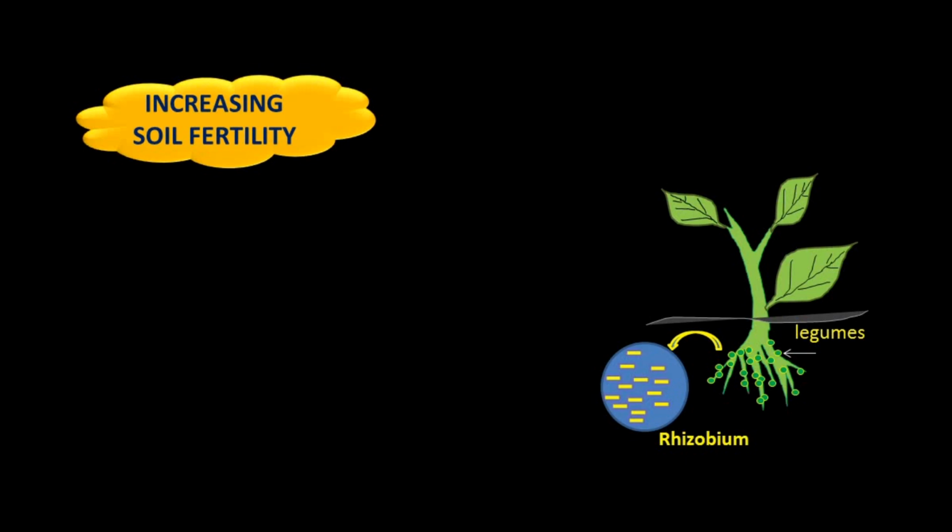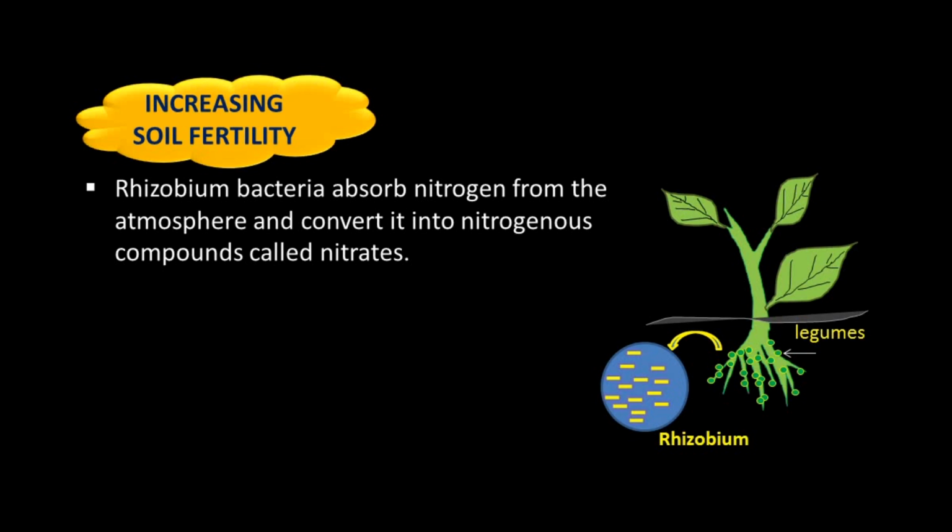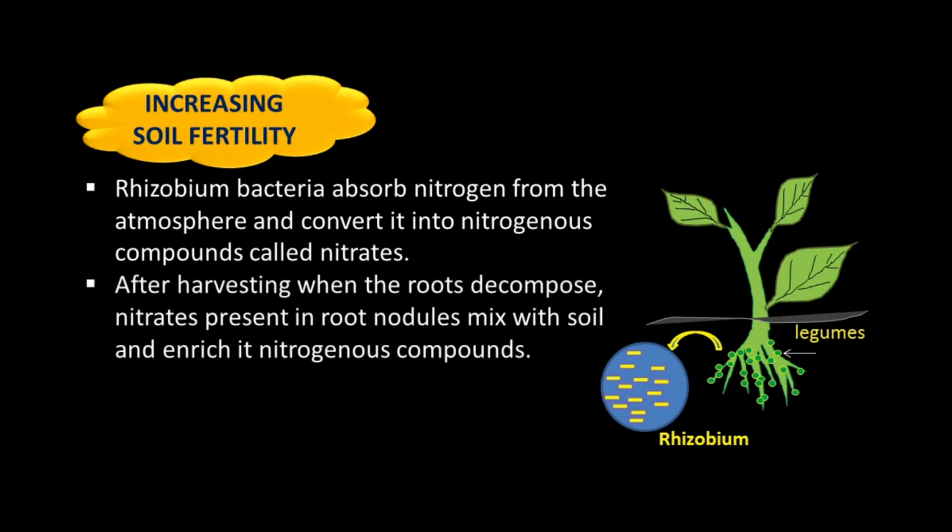They fix nitrogen from the atmosphere into nitrates, and the plant takes this nitrogen through the roots for the production of food. Rhizobium bacteria absorb nitrogen from the atmosphere and convert it into nitrogenous compounds called nitrates. After harvesting, when the roots decompose, nitrates present in the root nodules mix with the soil and enrich it with nitrogenous compounds. Automatically, the nitrogen level increases, and this increased nitrogen level is useful for the next crop.